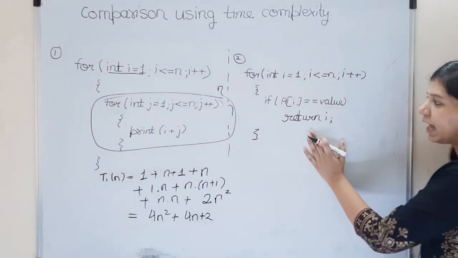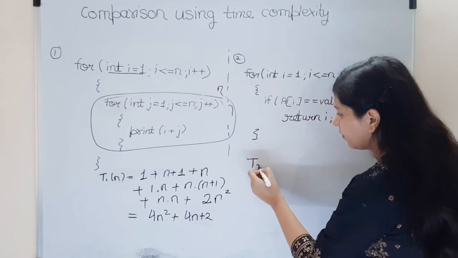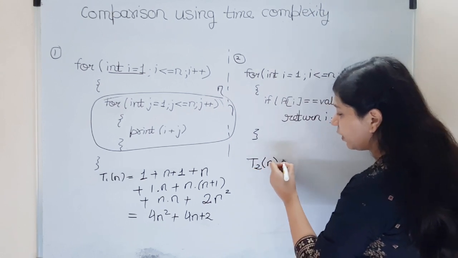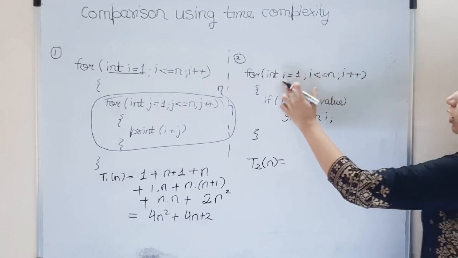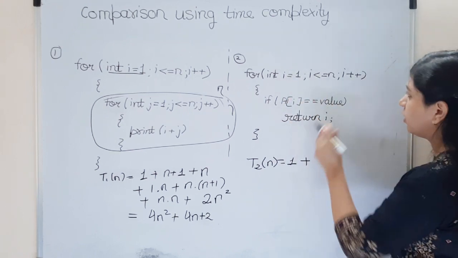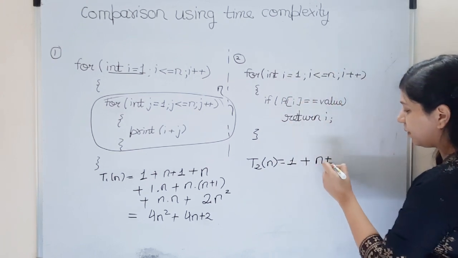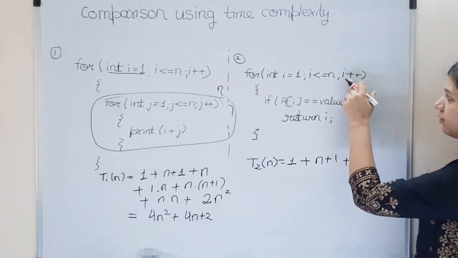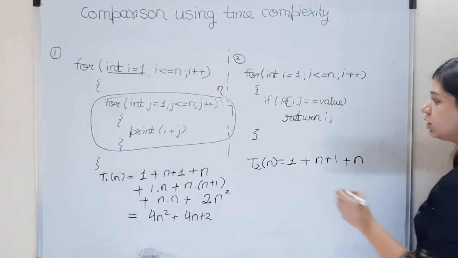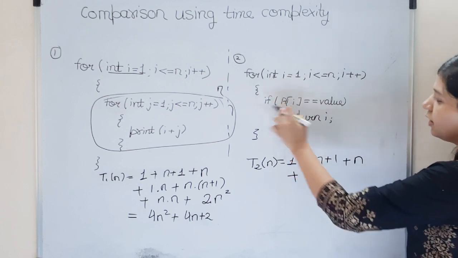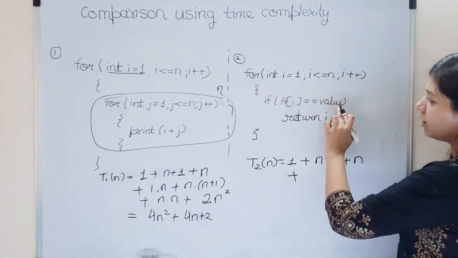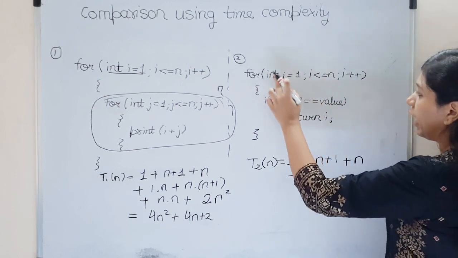Now calculate the time complexity in this case. Let's name it as T2(n). Now this is one operation. This is n plus 1. This is going to take n operations. This is inside this for loop, so this condition is going to take one operation and n times.